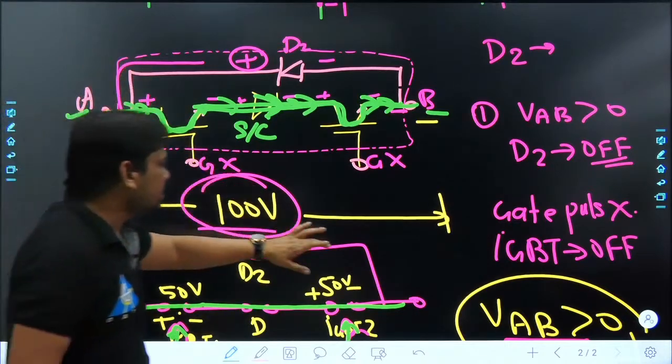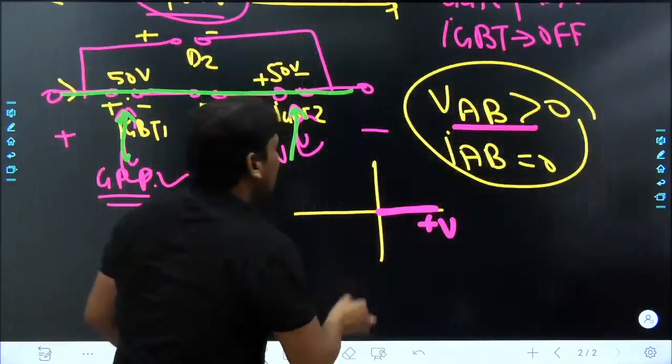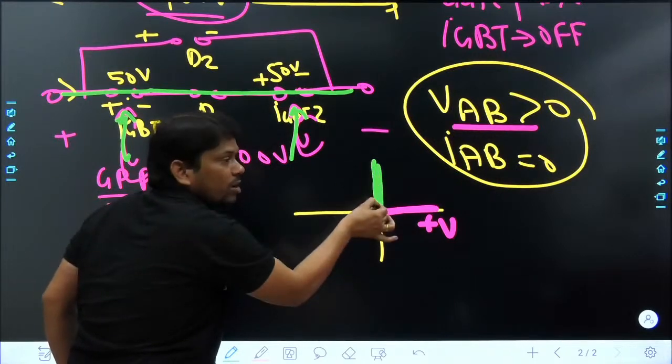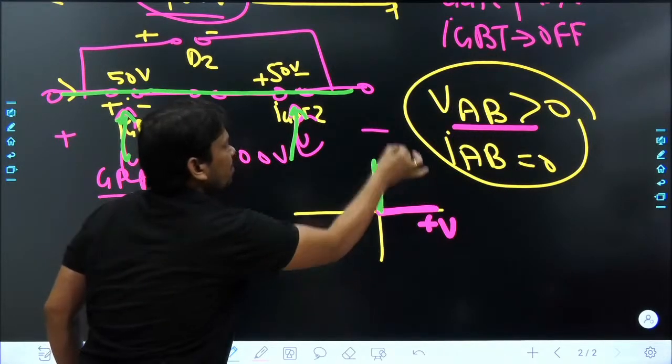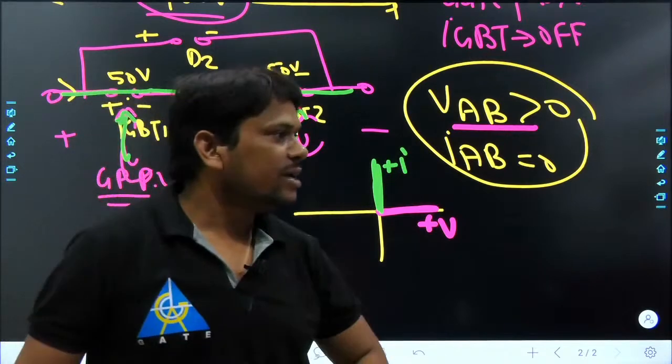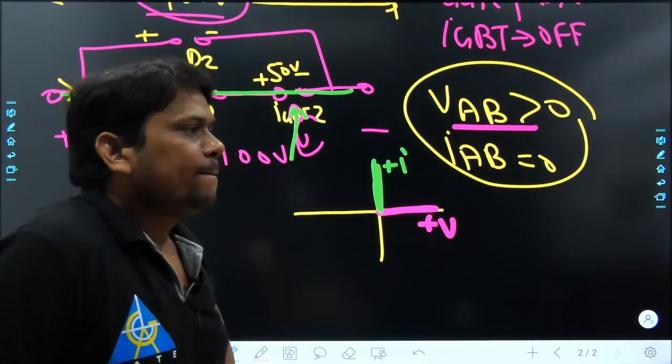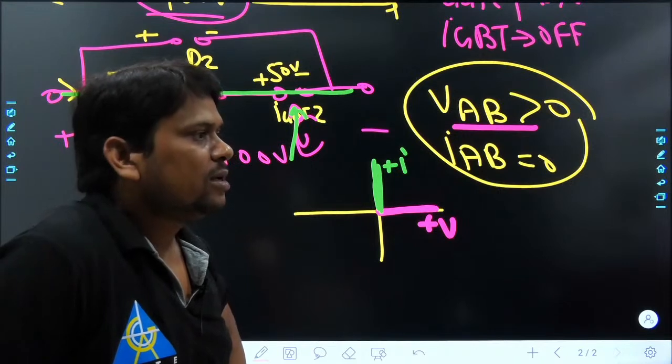So now in the second case, what will be the VI? Some positive current will flow, but no voltage is there. So plus I. Now tell me dear, is it clear or not?